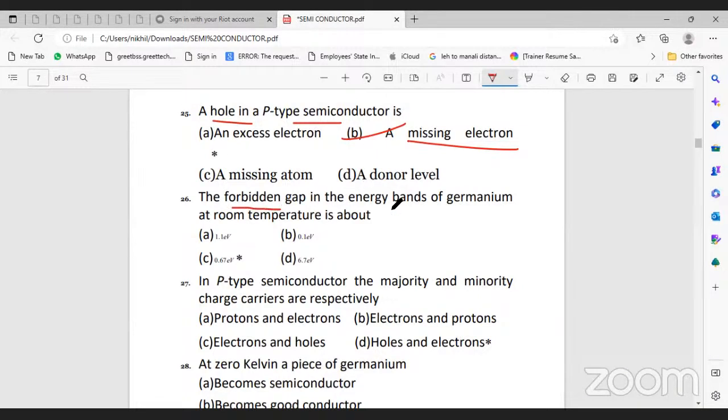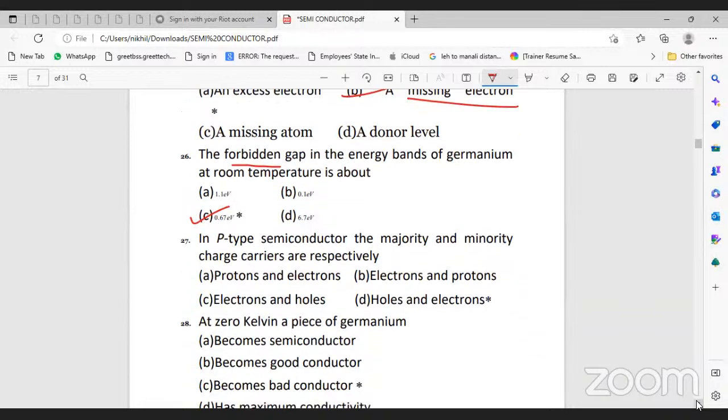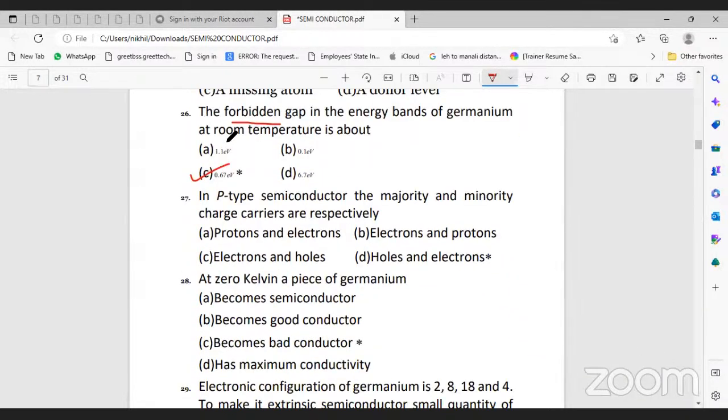The forbidden gap in the energy bands of germanium at room temperature is about 0.7, or 0.67. For silicon, remember it is 1.1. In a P-type semiconductor, the majority and minority charge carriers are: P-type means the majority will be holes and the minority will be free electrons.